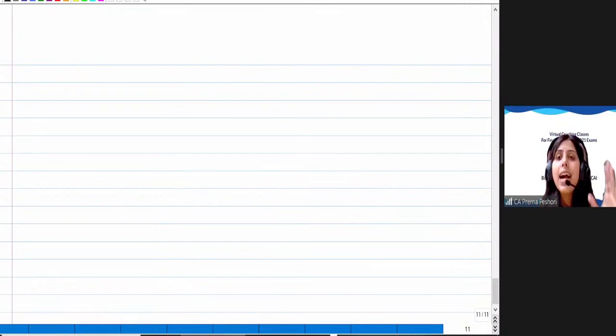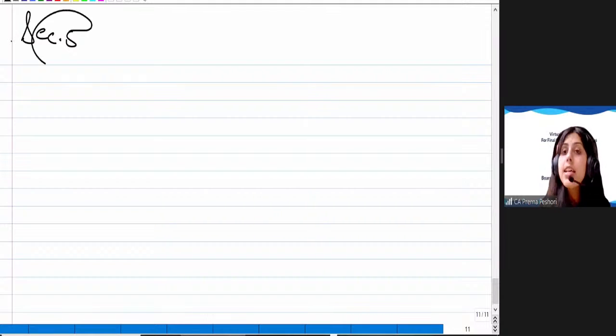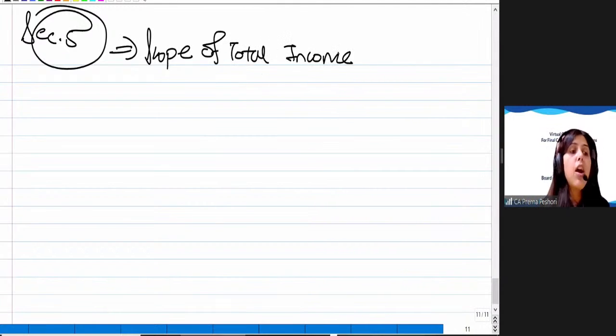So why has this classification been made? For resident and ordinary resident, ROR, RNOR and NR, that is your section 5, the scope of total income. Now section 5 is divided according to 3: ROR, RNOR and NR. So how will you classify it? Let's understand.